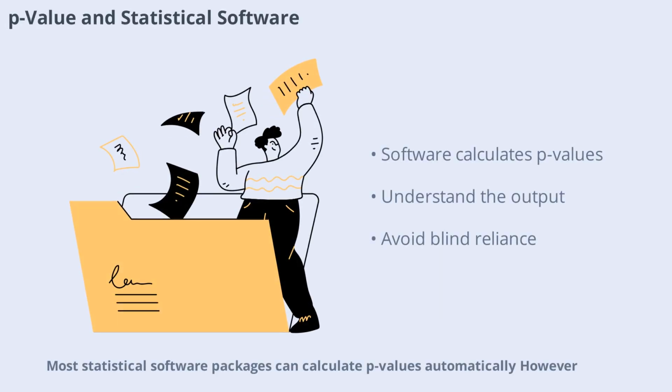Most statistical software packages can calculate p-values automatically. However, it's important to understand how these values are computed and what they mean. Relying solely on software output without understanding the underlying principles can lead to misinterpretation and errors.